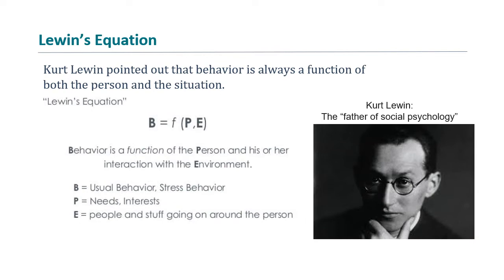So what do we mean by behavior? Well, we might be explaining a typical behavior that a person engages in often, or a behavior that this person does only under stressed situations. This is what we're trying to explain, these behaviors. What do we mean by P? By P, we mean the needs and interests of this individual person, their personality, just their unique aspects that they bring forward. And by E, we mean the people and things going around the person, the environment, the situation.